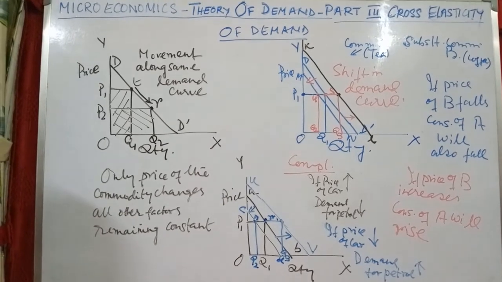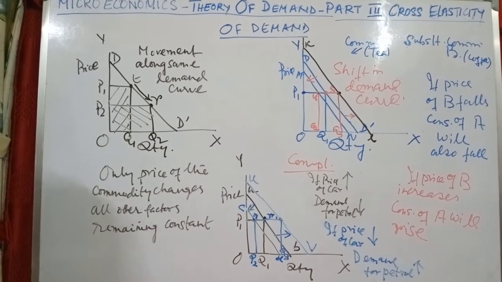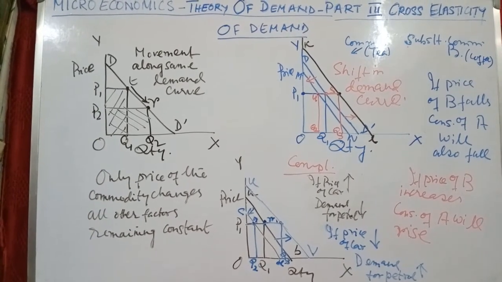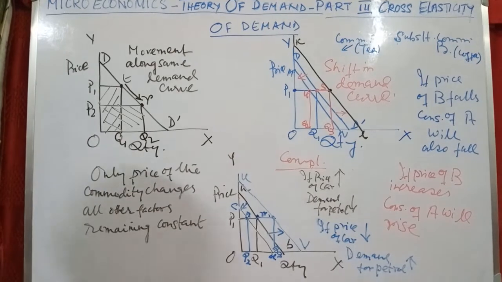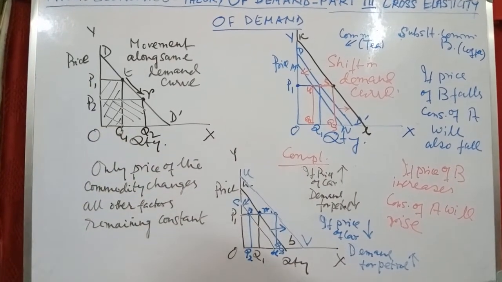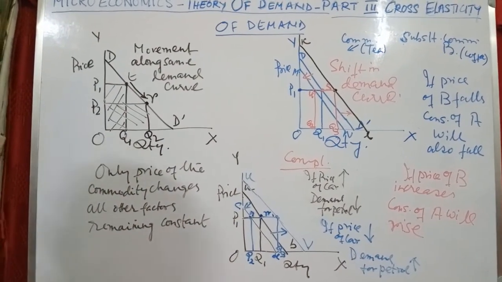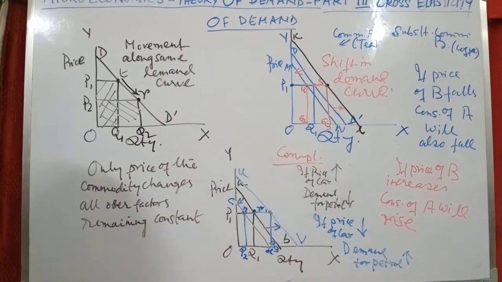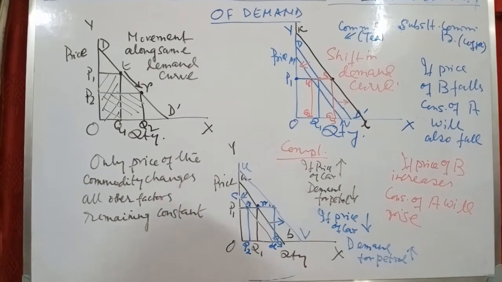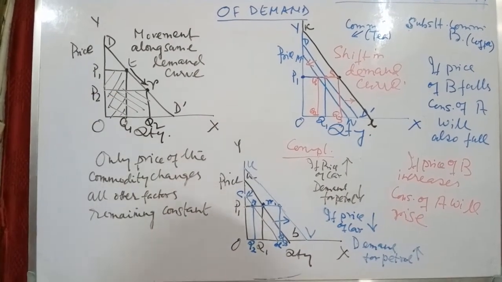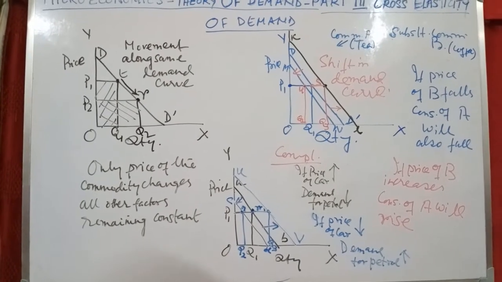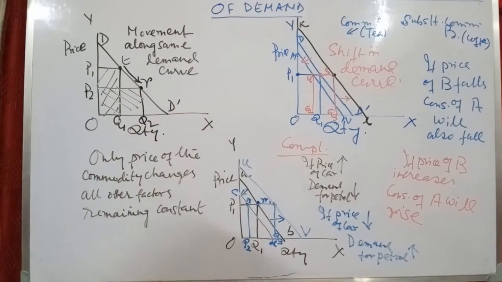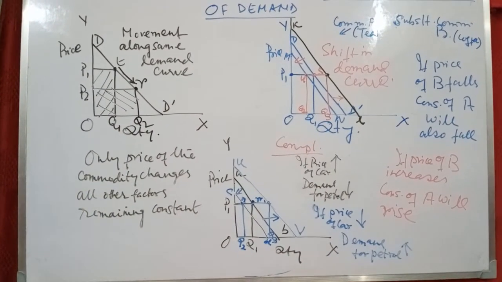how the value of elasticity, price elasticity is calculated. And in this part, that is in part 3, I have discussed cross elasticity of demand and the movement of the consumer either along the demand curve when there is only change in price of the commodity, and shift of demand curve when there is change in price of a related commodity.